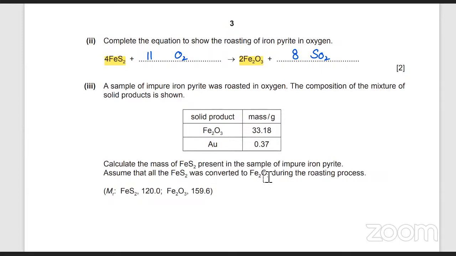Calculate the mass of FeS2 present in the sample of iron pyrite. Okay, first thing, we'll find the mass of iron. First thing is we'll find the moles of Fe2O3.